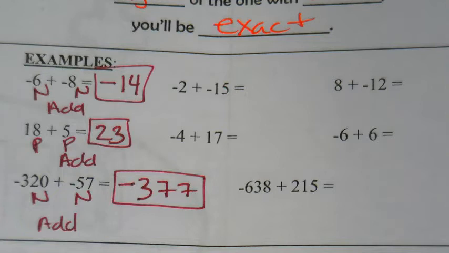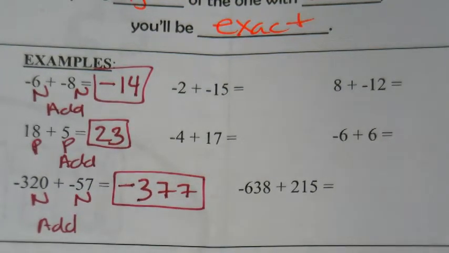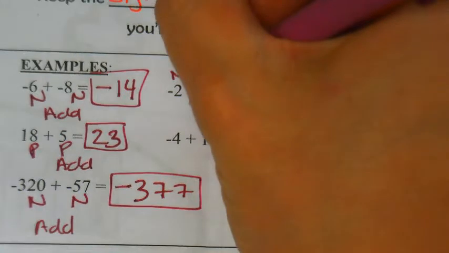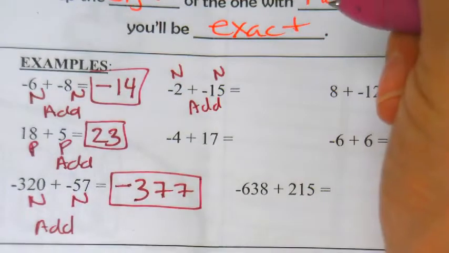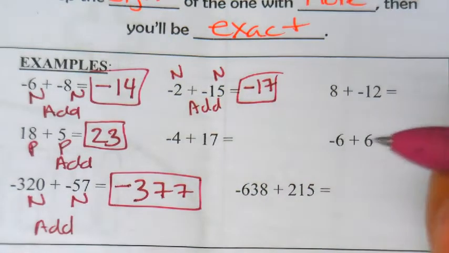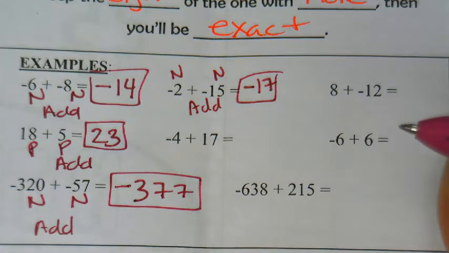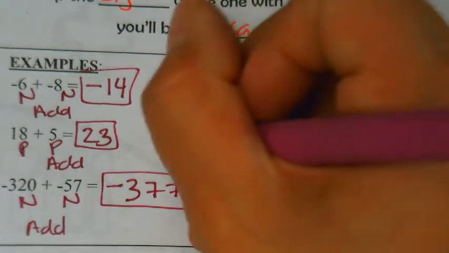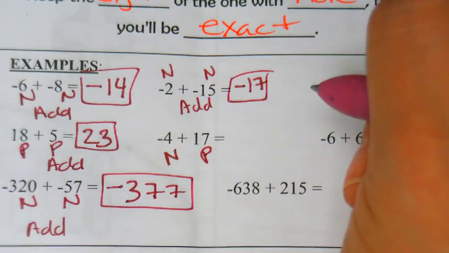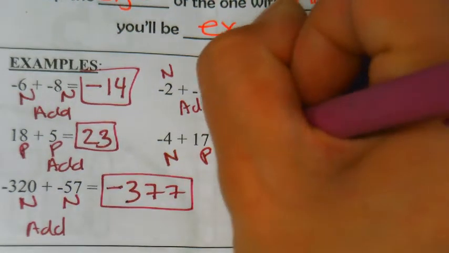All right, the middle one. Are they the same or are they different? Negative, so they're the same, right? So you're going to add. Negative 17. Good. The next one. Are they the same or are they different? Different. This one's a negative, this one's a positive, right? So subtract 13.